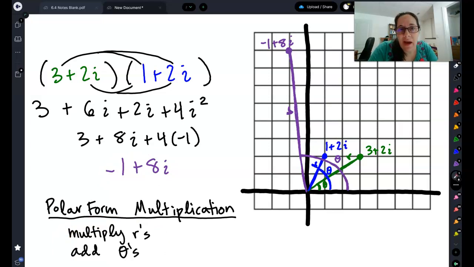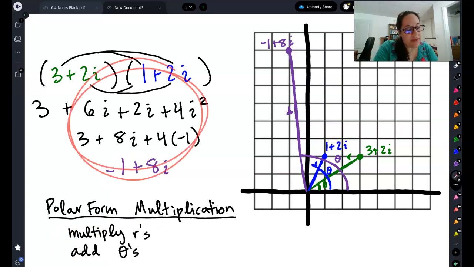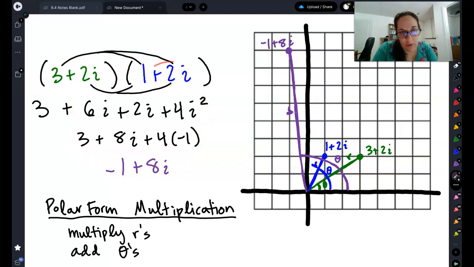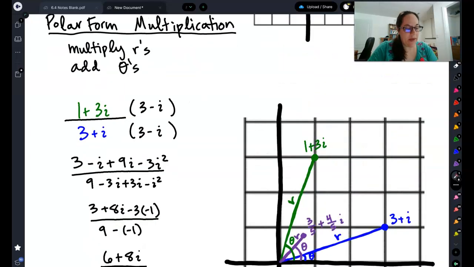Now, as of right now, you would probably stick with this way. This way is much shorter than turning these into their polar form, multiplying the r's, adding the thetas, and then changing it back to this form. That takes quite a while. However, that's because this is a fairly simple problem. The problems are about to get more complex. Let's say we dive into dividing.